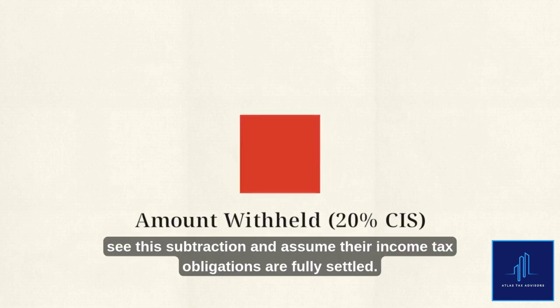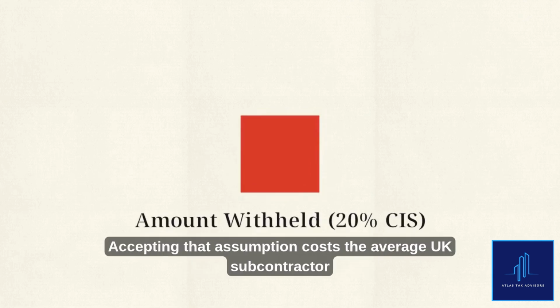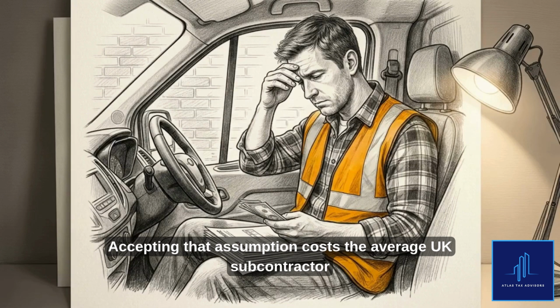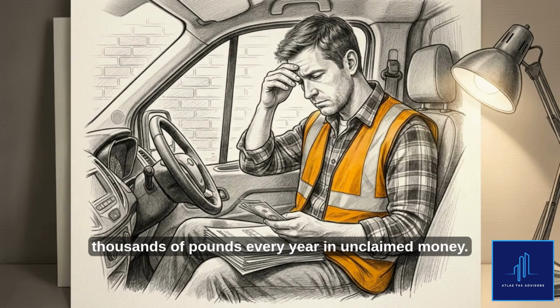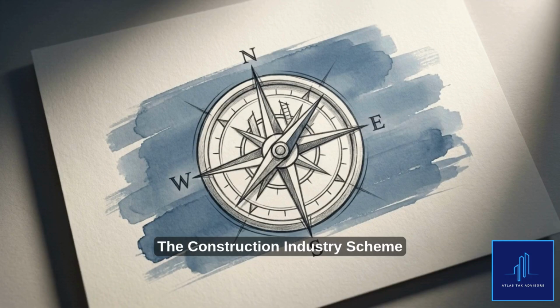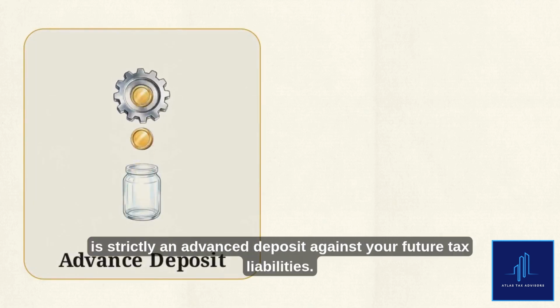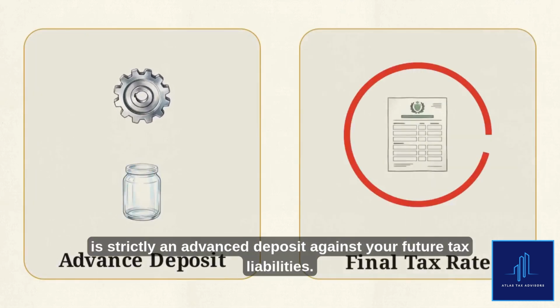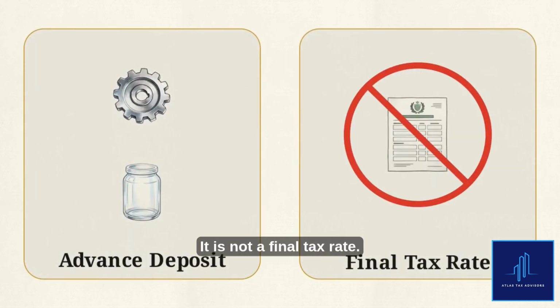Many subcontractors see this subtraction and assume their income tax obligations are fully settled. Accepting that assumption costs the average UK subcontractor thousands of pounds every year in unclaimed money. This is a technical briefing from Atlas Tax Advisors on HMRC compliance. The Construction Industry Scheme is strictly an advance deposit against your future tax liabilities. It is not a final tax rate.